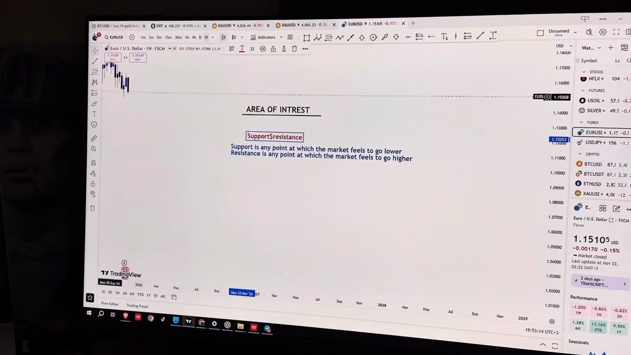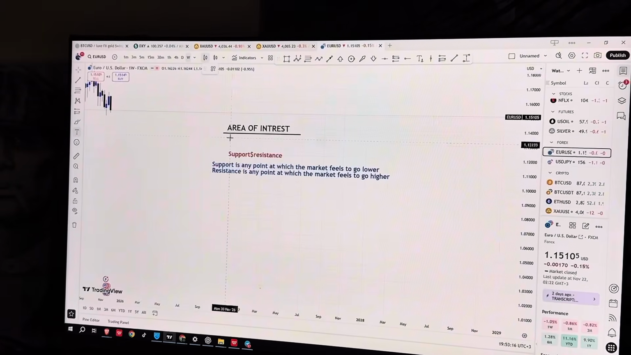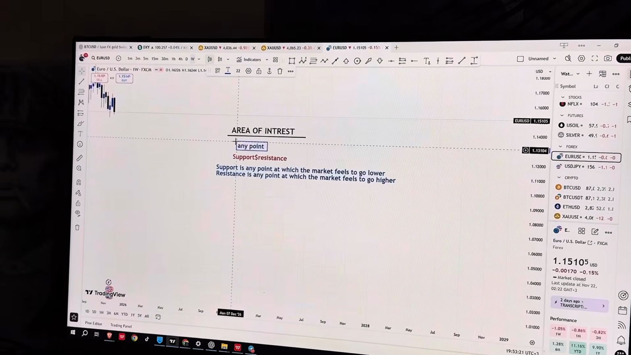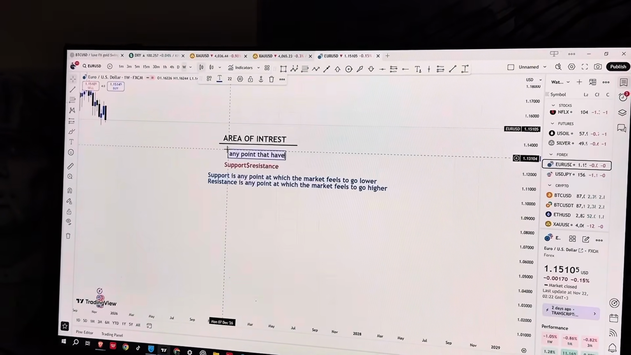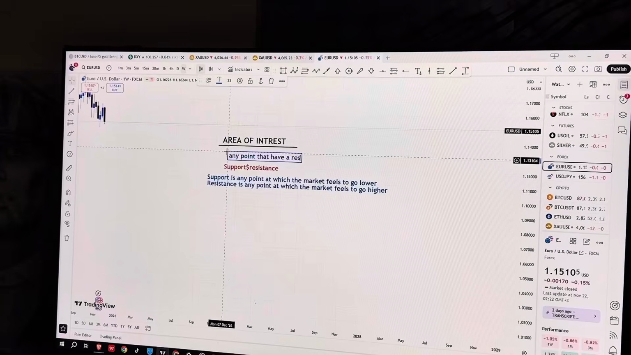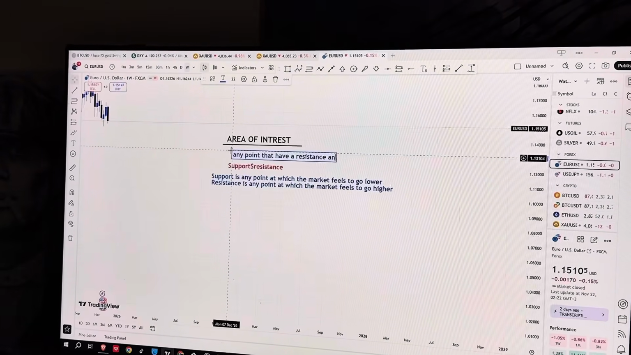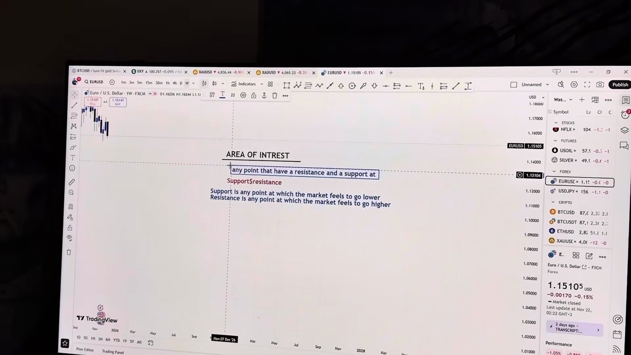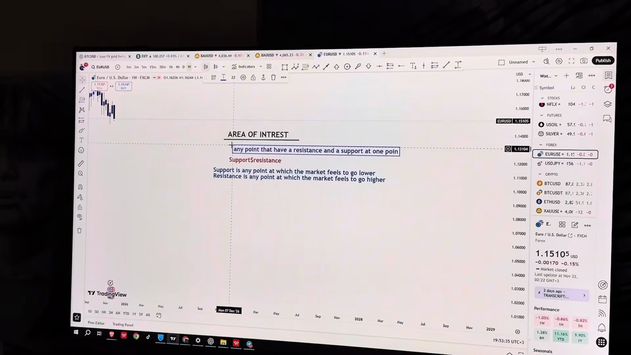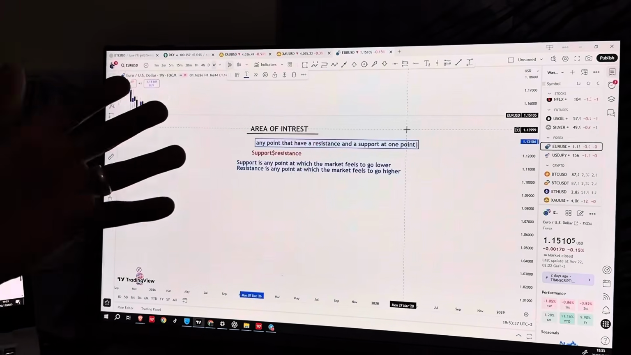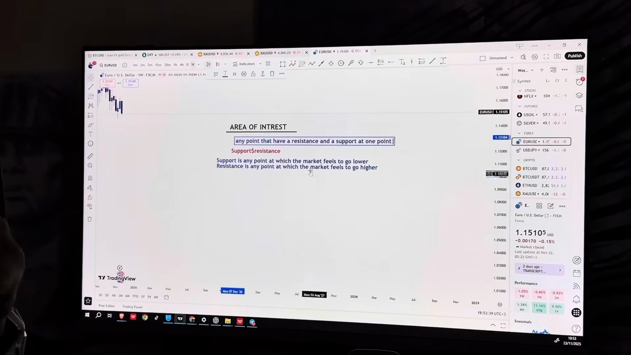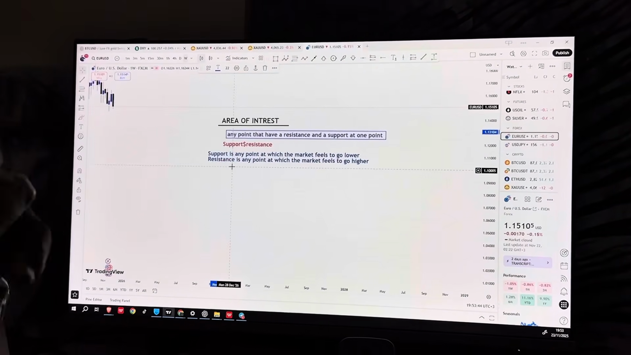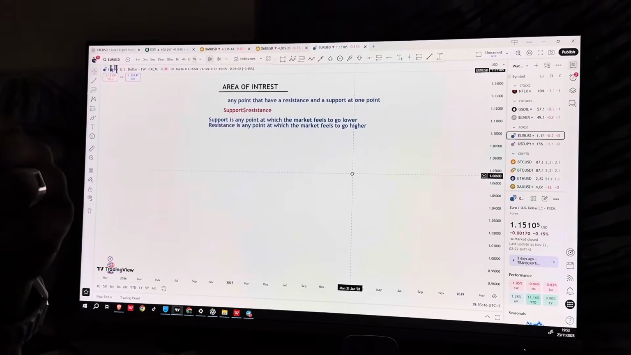Area of interest is simply any point that has a resistance and a support at one point. What do I mean? First, you must understand that the definition of support is any point at which the market feels to go higher, and resistance is any point at which the market feels to go lower.